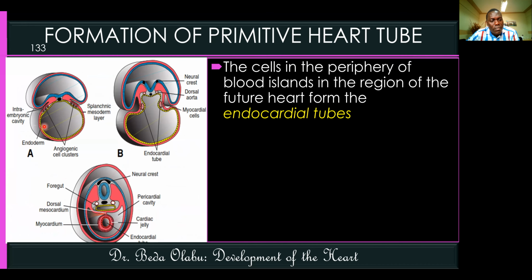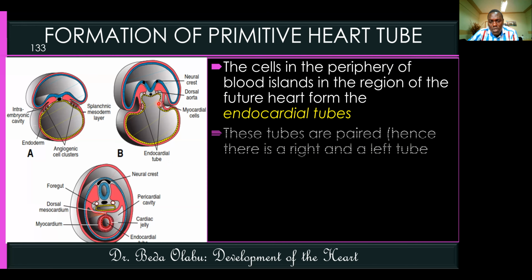So look at this. We have angioblastic cells which form blood islands. Those blood islands then eventually form something which is tubular, which will be like a blood vessel. But if that blood vessel is falling at the region where we expect the future heart, then we'll not call it a blood vessel. We call it endocardial tube. There are two endocardial tubes, the right and the left endocardial tube.